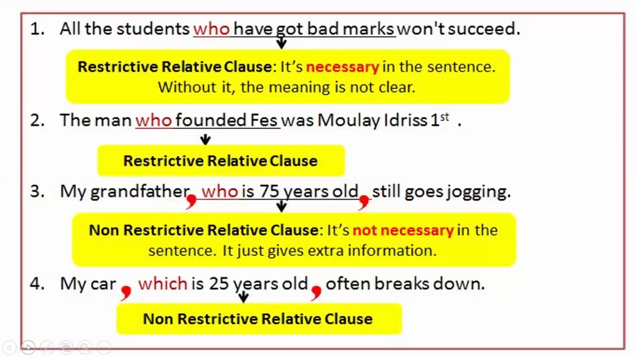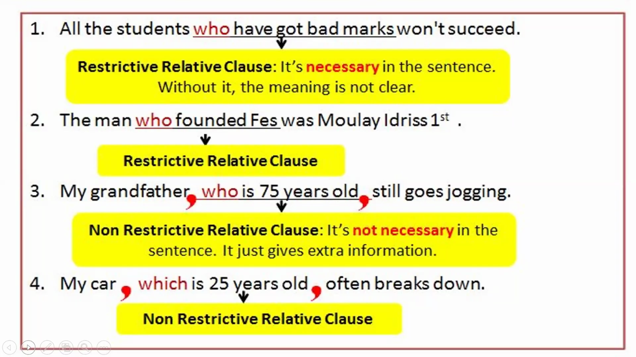All the students who have got bad marks won't succeed. In this case, the restrictive clause is necessary in the sentence. Without it, the meaning is not clear. So "who have got bad marks" is a restrictive relative clause. Another example: "The man who founded Pakistan was Muhammad Ali Jinnah." "Who founded Pakistan" is a restrictive clause, giving specific information.